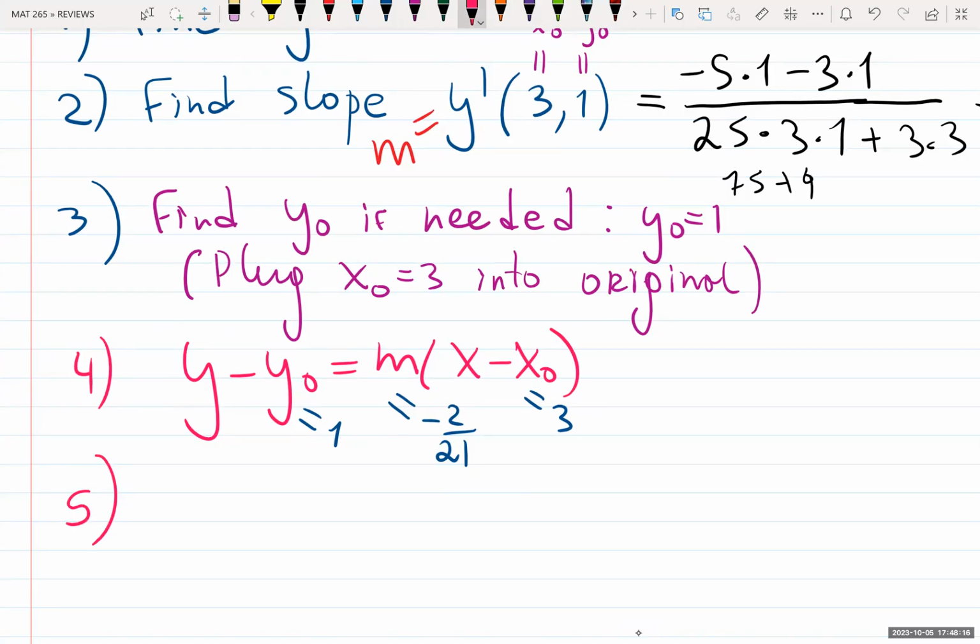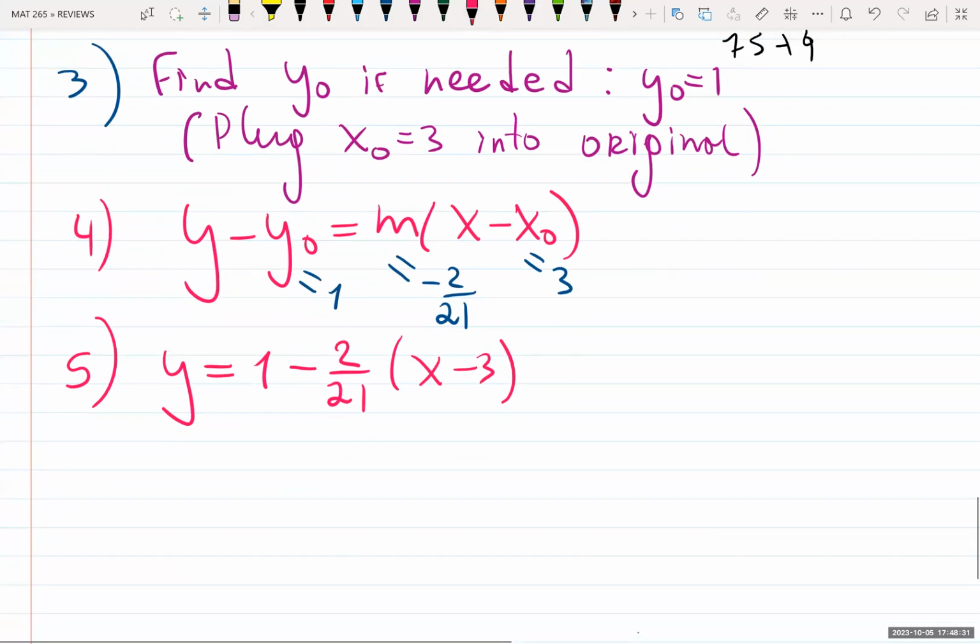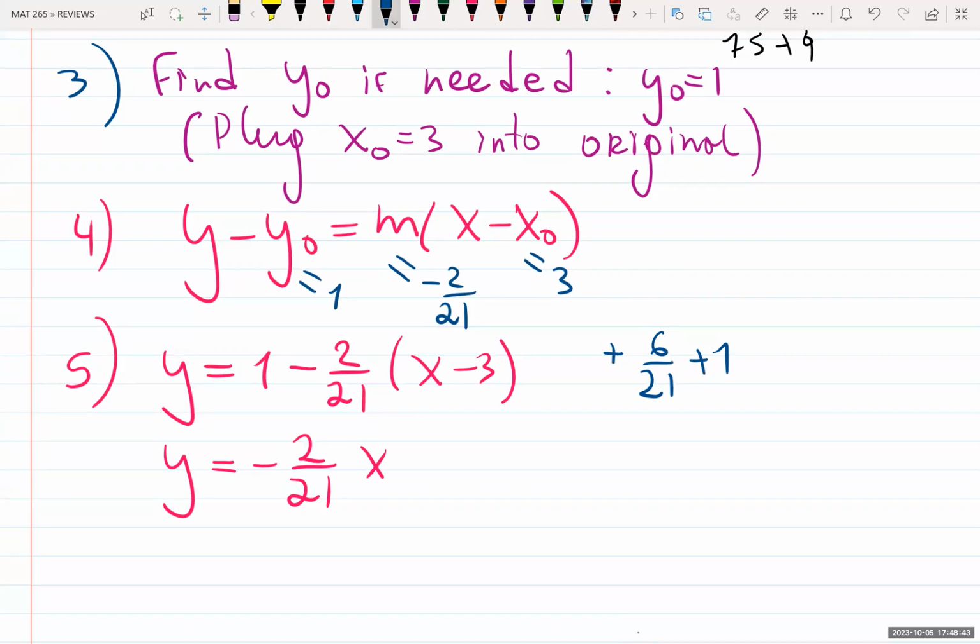Step 5, you nicely rewrite it. Y minus 1 equals minus 2 over 21 times x minus 3. Many people just move the 1 right away, but then I see that they lose the sign if there is a negative sign. Simplified: minus 2 over 21 x. There are some fractions. Plus 6 over 21 plus 1. Yes, 21 over 21 plus 6 over 21. So the answer will be plus 27 over 21.